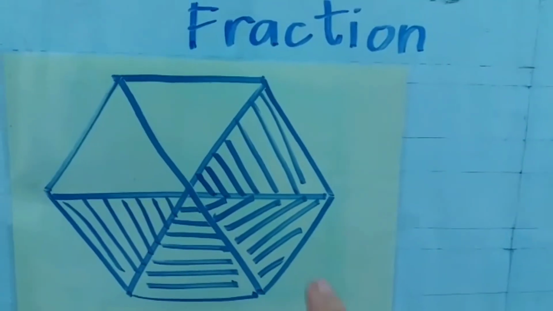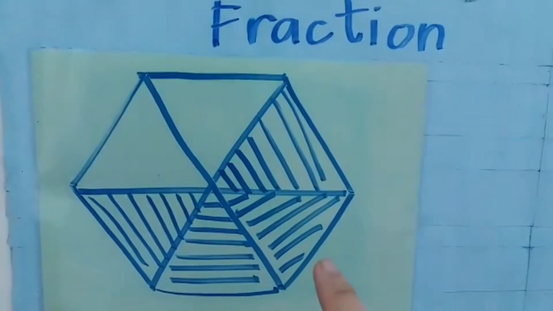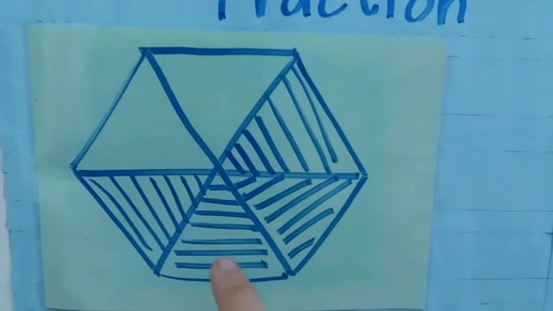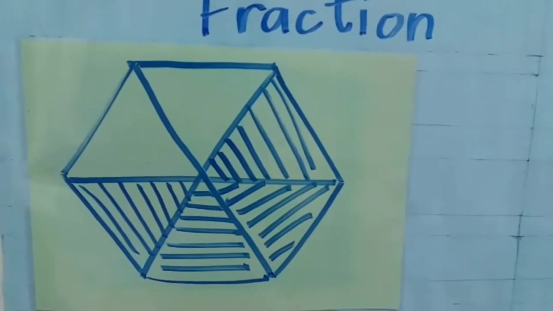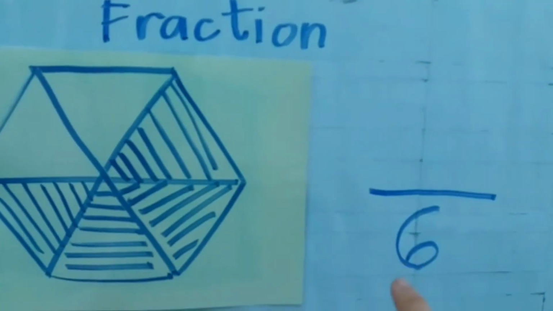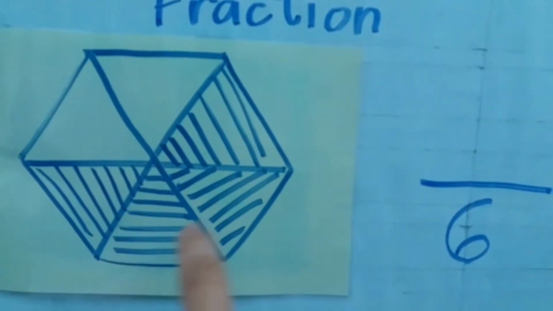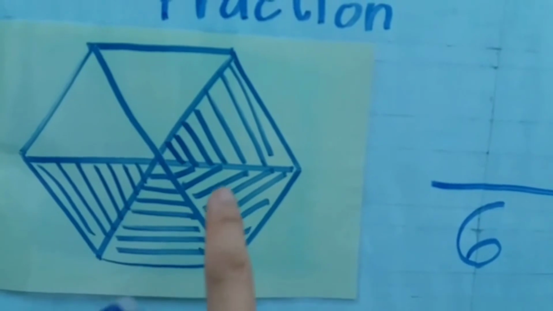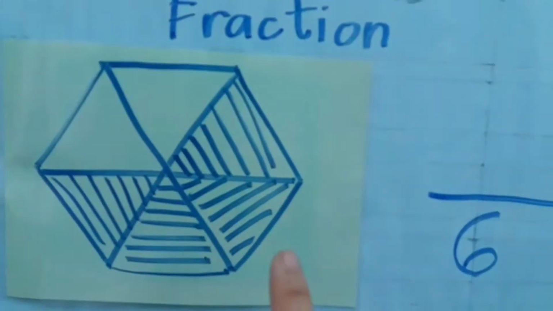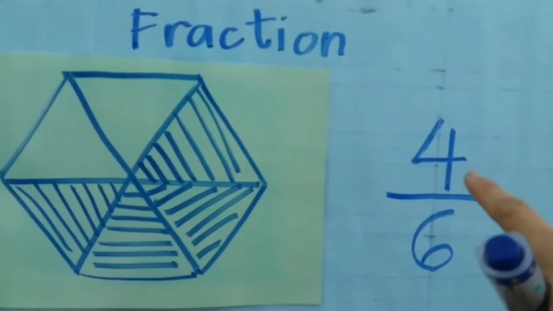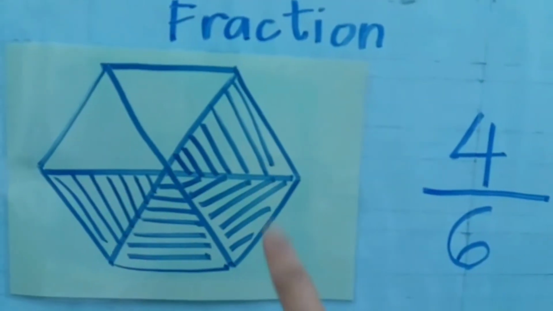Another sample here, fraction. Now, we will count all the parts. 1, 2, 3, 4, 5, 6. How many? 6. I write the 6 there. Now, how many shaded parts? Shaded: 1, 2, 3, 4. How many? 4. I write the 4. So, this is the fraction of these parts.